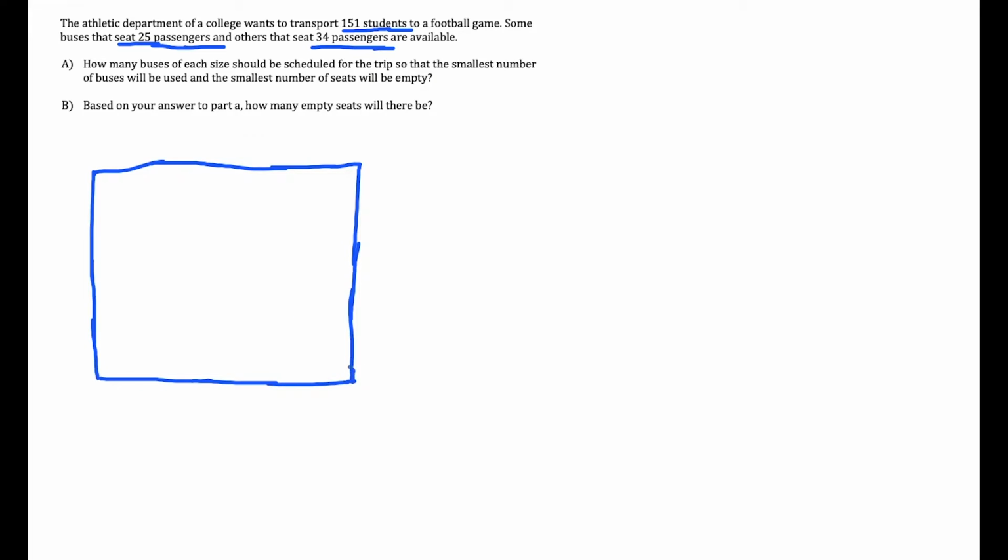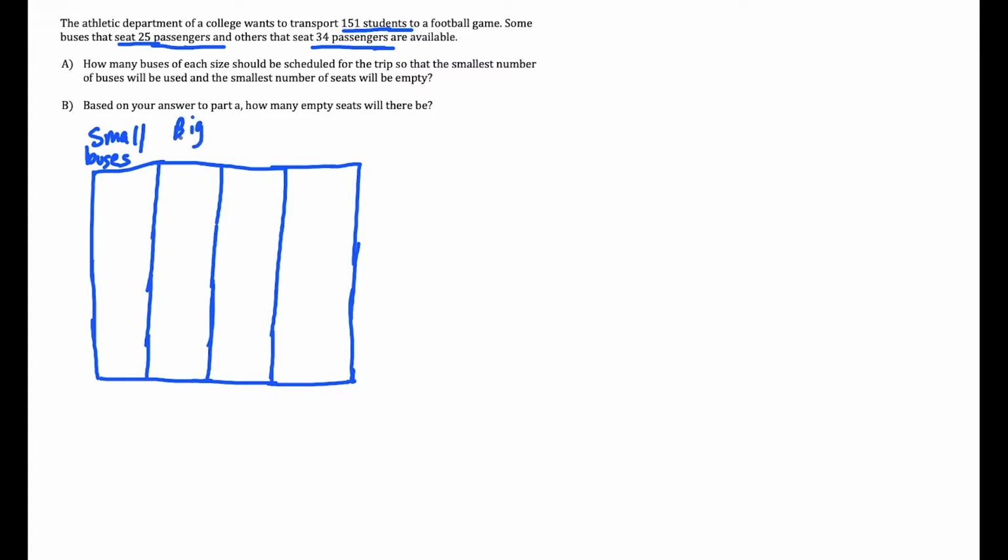The key to answering a question like this is to be organized. We could set up a table here to record all of our data. Before we start filling out this table, let's look at the minimum number of buses we need in order to have enough space for all 151 people. If we want to minimize the number of buses, we could start with the biggest buses they offer, which are the 34 passenger buses.